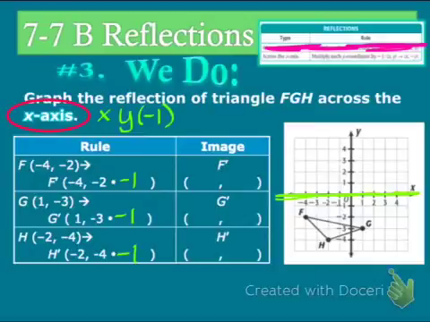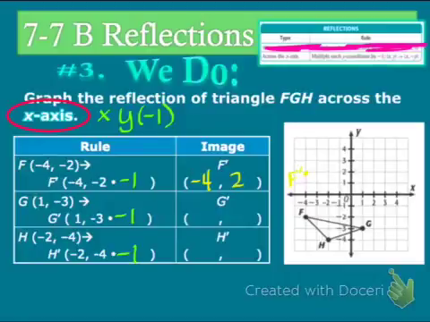So our F prime, x is staying -4, but -2 is going to become -2 times -1, which is +2. So I'm going to come over here, I'm going to erase this line. But I'm going to walk to -4 and then up 2. And that is my first dot for my F prime. It's kind of hard to see that, but oh well.